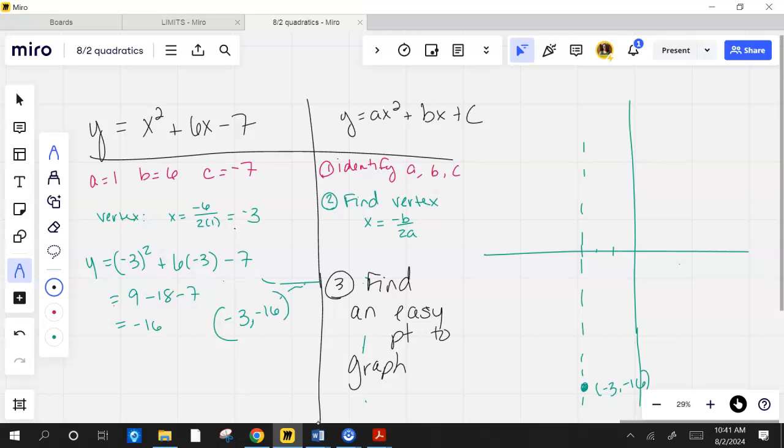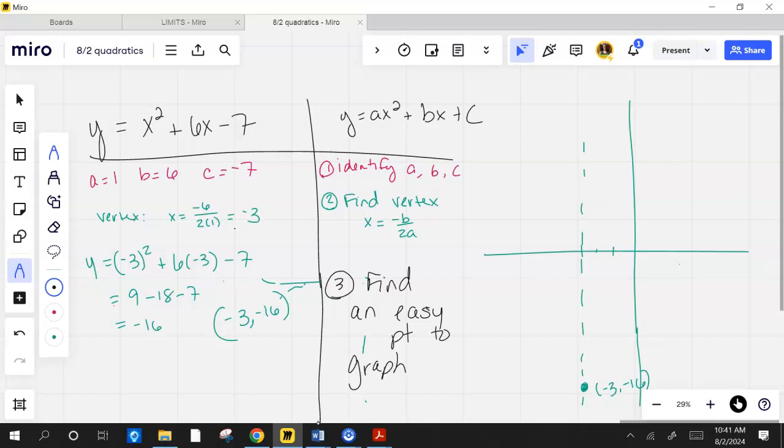You might say, okay, well, you know what? My vertex is at -3. Easy to me is going to be right beside -3. I think I'll choose -2, right? And I'll plug that in to find it. That's fine. I'll find that point.